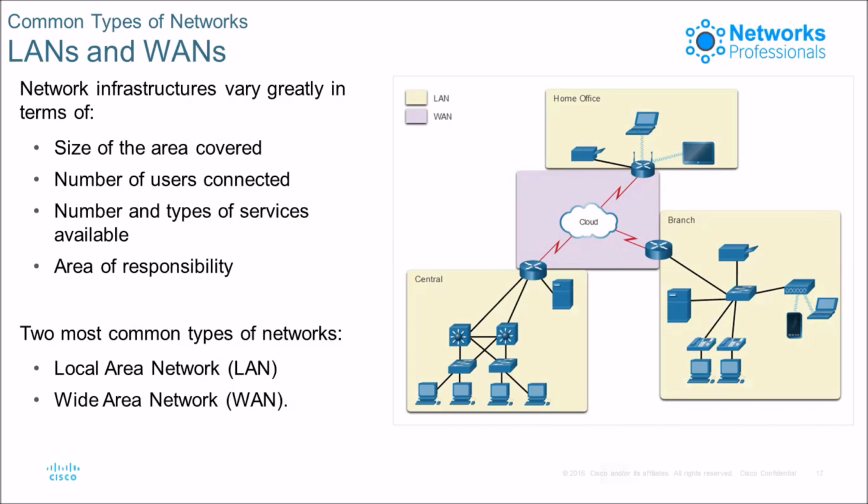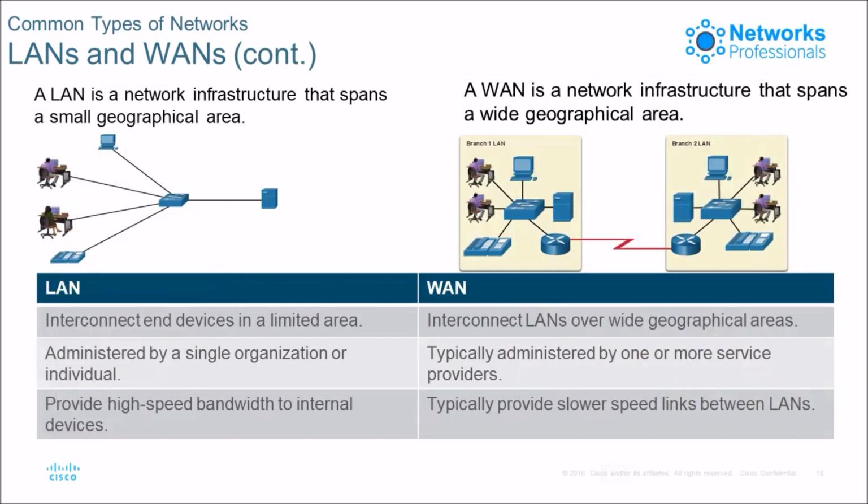In this picture, you can see that three different LANs, or local area networks, are connected with each other through a wide area network, which is also known as the internet cloud. Here we are going to discuss in detail LANs and WANs. A LAN is a network infrastructure that spans a small geographical area, while a WAN is a network infrastructure that spans a wide geographical area.